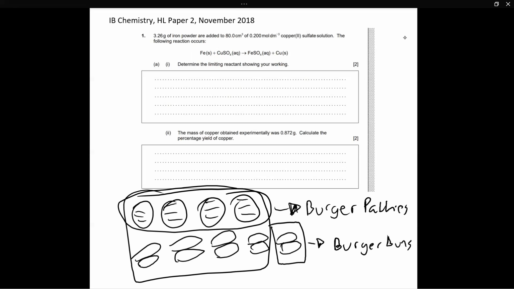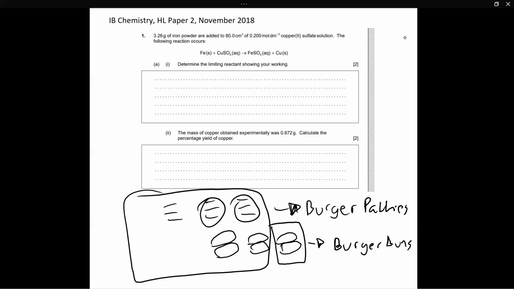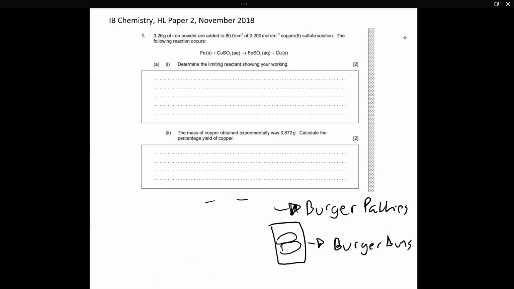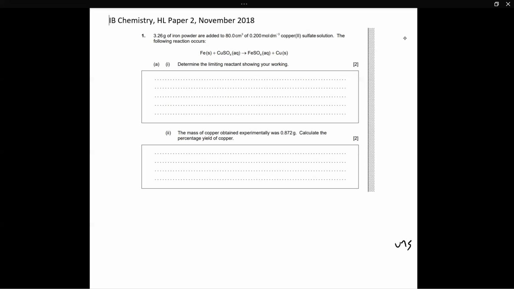Similar to that, we have to figure out which is our burger patty in this example, taking it metaphorically. So let's determine which is going to be our limiting reactant in this question by finding out the quantity of both reactants, the iron powder and the copper sulfate solution, in moles. Because remember, that is how we compare how much substance there is, or the quantity of a certain substance, in chemistry. So we have to first find out the number of moles of both these reactants. So how do we find the number of moles?